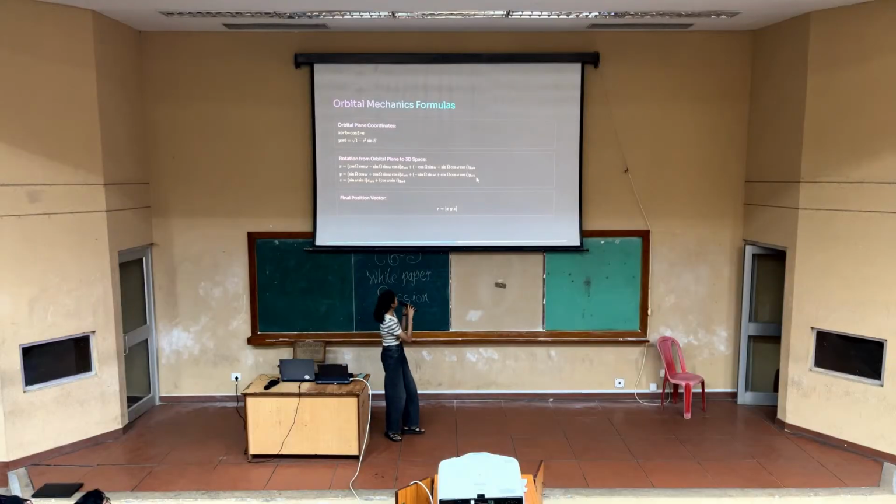So the final orbital mechanics formula: using E we get the orbital plane coordinates of the asteroid. Then basically the rotation transformation and the transformation formulas are applied. And the final position vector is R, with components x, y, z.